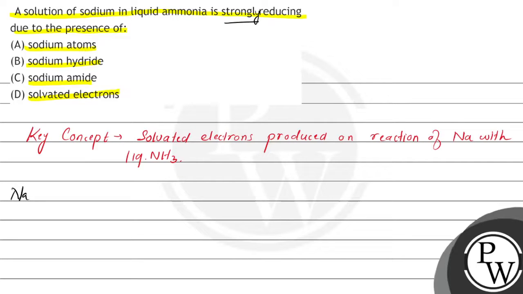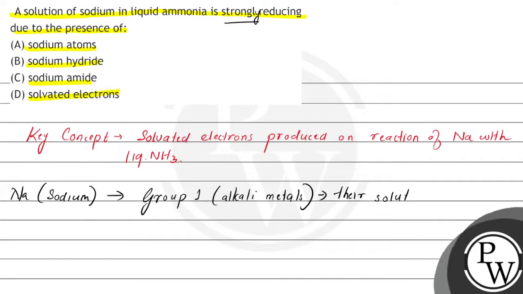So sodium जो है यानी कि Na, this is an element of the group 1 of the periodic table, that is the alkali metals. ये ग्रुप 1 यानी कि alkali metals ग्रुप का एक एलिमेंट है and these alkali metals when they are dissolved in ammonia, or we can say that their solutions in liquid ammonia, that is NH3, produce ammoniated electrons. इनका जो solution होता है liquid ammonia में, they produce ammoniated electrons.